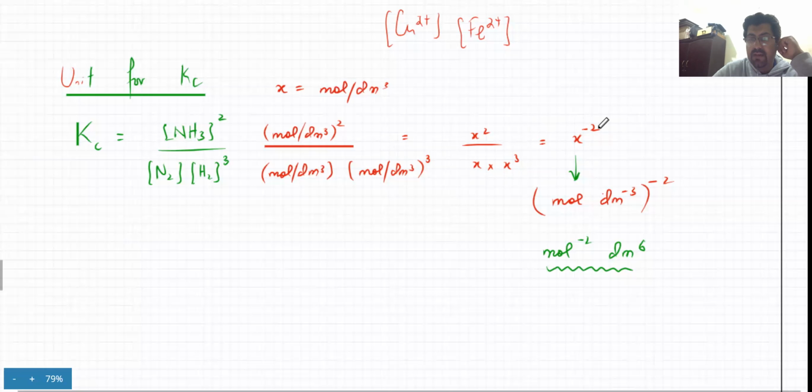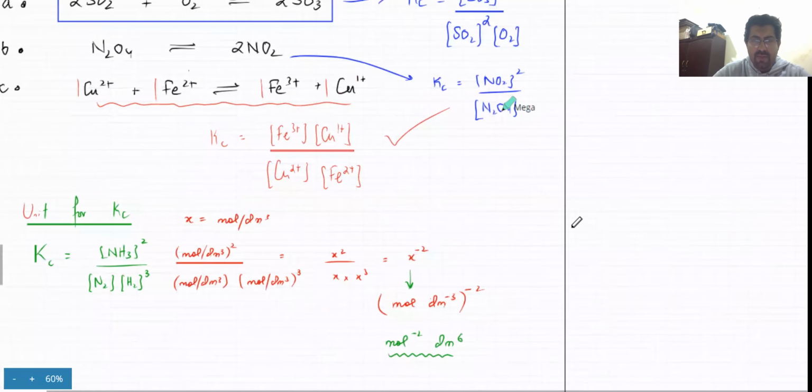X becomes x to the power -2. And what was x? X was mole per dm cube. So put mole per dm cube in the expression to the power -2, and you can then simplify. Okay, so always remember, I'll do one more.